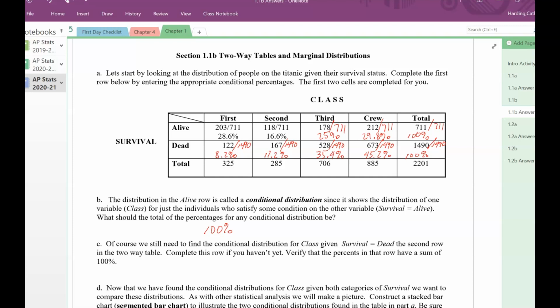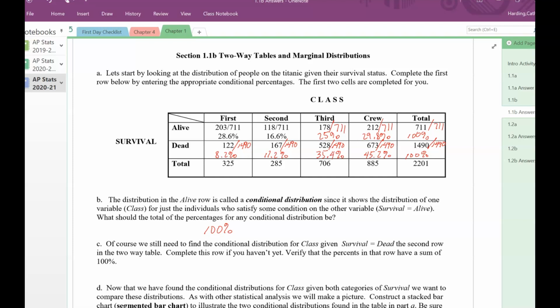So what that's showing is that of the people who survived, 28.6% were first class, 16.6% were second class, 25% were third class, 29.8% were the crew. And then, of course, what you're looking at on the screen goes through the conditional distribution of class for those who satisfy the condition of being dead.